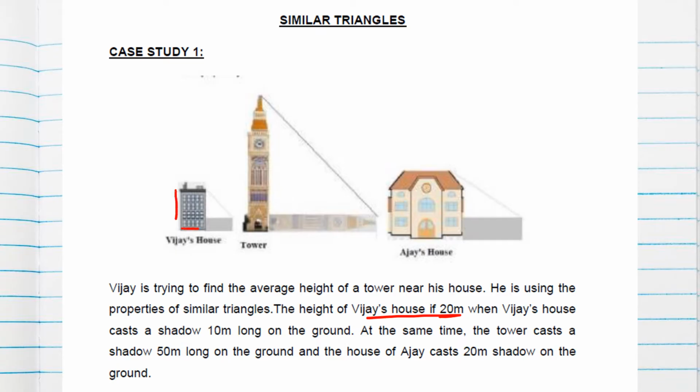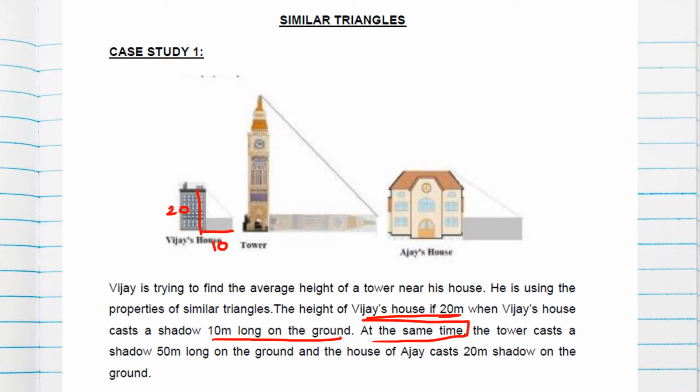This height is 20 meters, given, and it casts a shadow 10 meters long on the ground. So this shadow is 10 meters long. So it should actually be like this. This is the house and this is the shadow: 20, 10.